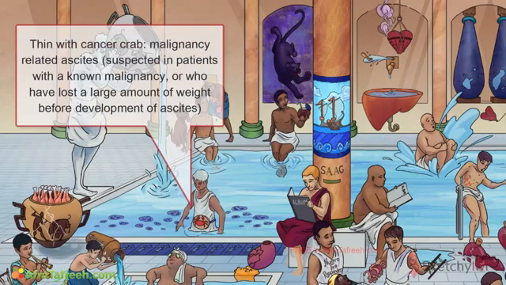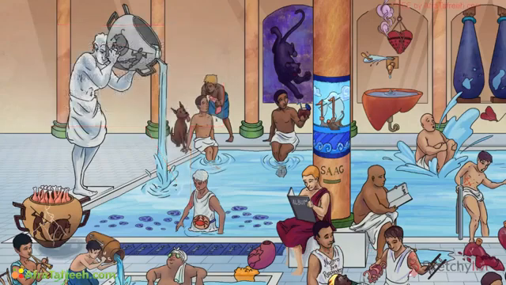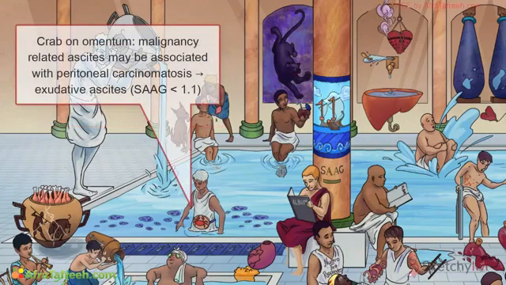A variety of underlying mechanisms can cause the ascites in the setting of malignancy. Peritoneal carcinomatosis can occur, for example, a process by which cancer implants on the layers of the peritoneum and omentum. Depicted here by this cancer crab symbol stamped on this Roman dude's omentum. These cancer implants can subsequently cause an exudative ascites.